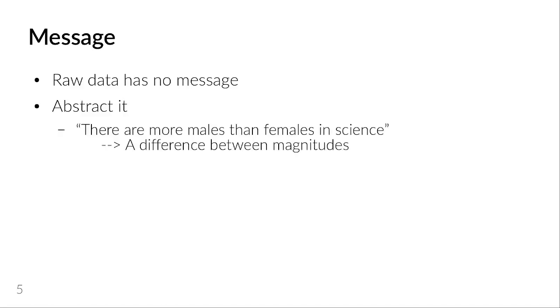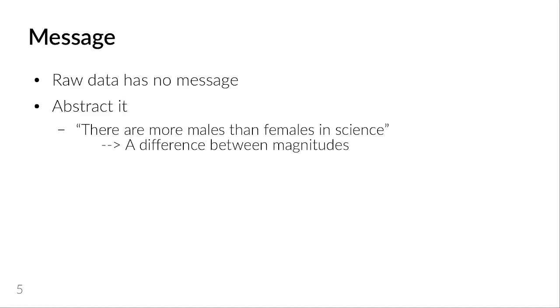It's important to remember that while raw data has no inherent message, a visualization does. Your design choices display, hide, and emphasize different parts of the data. Once we know our particular message, it's helpful to abstract it. Say we want to show that there are more males than females in science. Essentially, we want to show a difference between magnitudes.